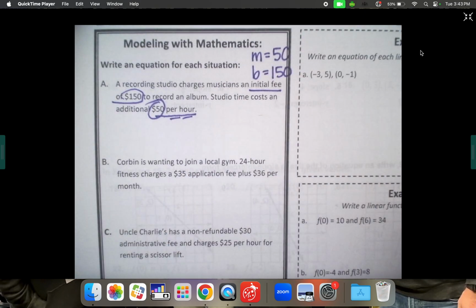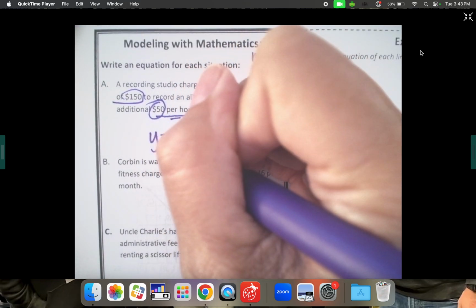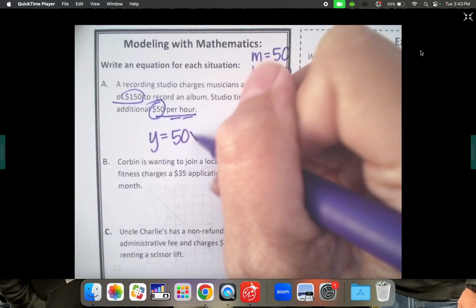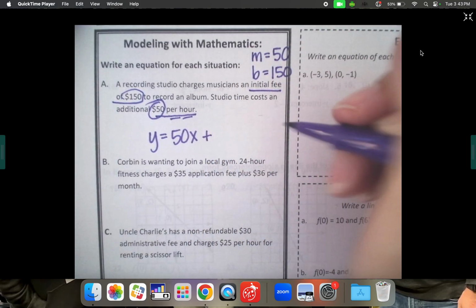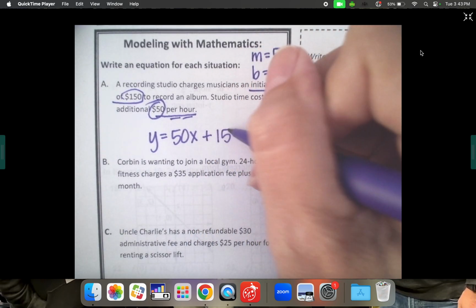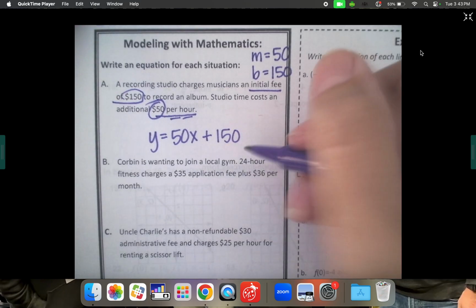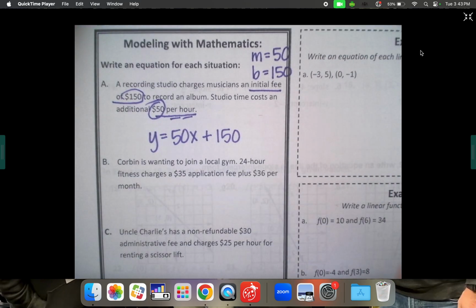So you put it all together in an equation. Y equals 50x, that's $50 per hour, plus you have to also pay for the initial upfront fee, which is $150 just to rent or just to record the album.